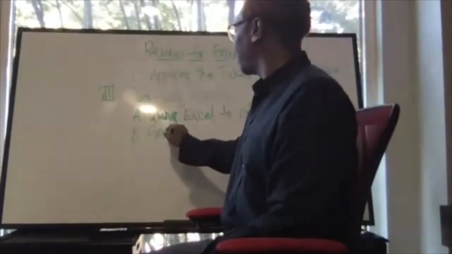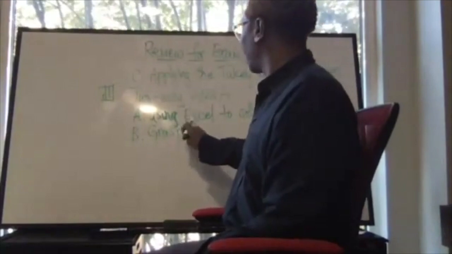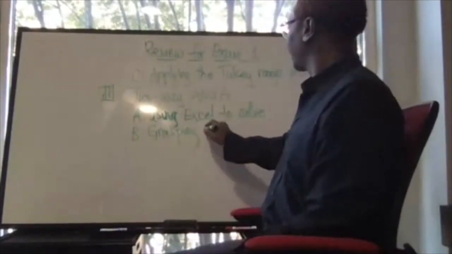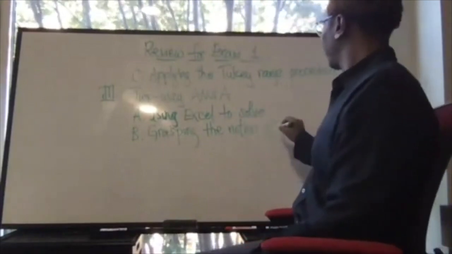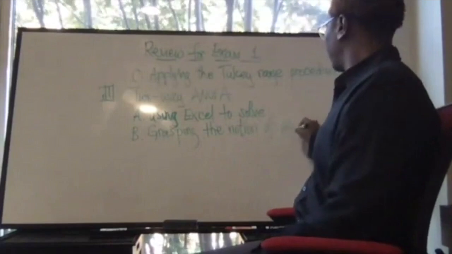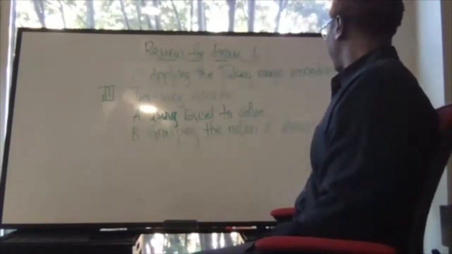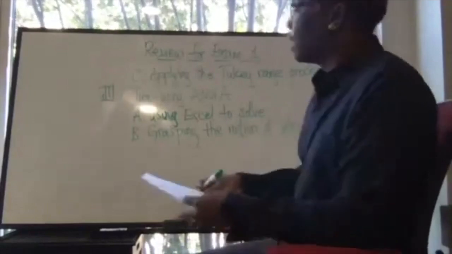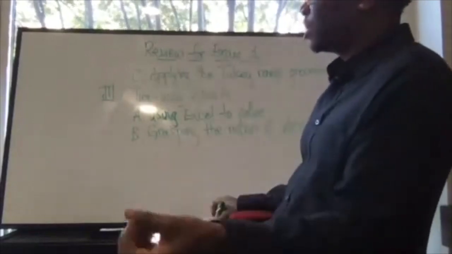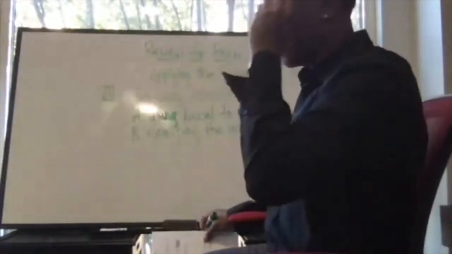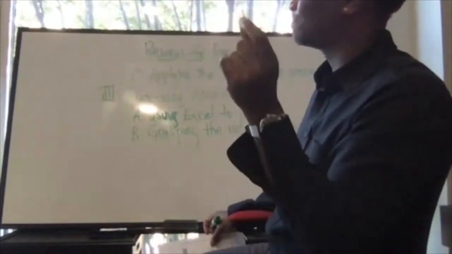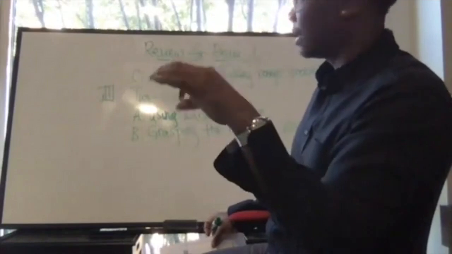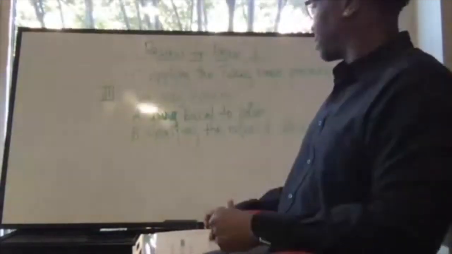B is grasping the notion of interaction. Grasping the notion of interaction. Because depending on what your results are for interaction, you may not even have to go through the next two steps, right? Some of us got a little confused on the quiz. That's why I really want you guys to go back and look at those quiz solutions to see when you move forward and when you don't, okay?